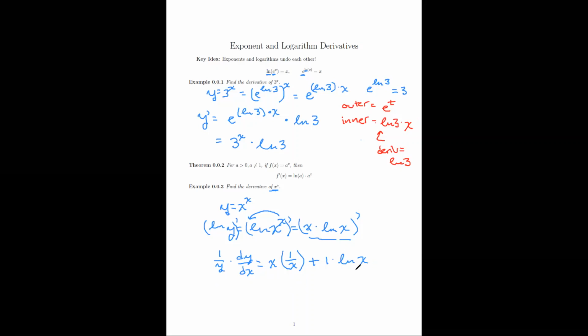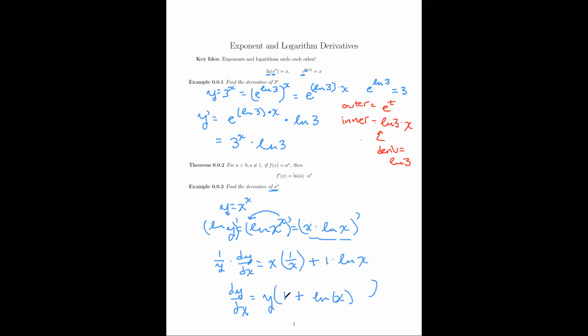Now I've done my implicit differentiation step. Now I want to solve for dy/dx. How do I do that? I can multiply both sides by y. So I've got dy/dx equals y times this whole thing. Let's simplify this a little bit. x divided by x is just 1, plus the natural log of x. So I've got y times 1 plus natural log of x.